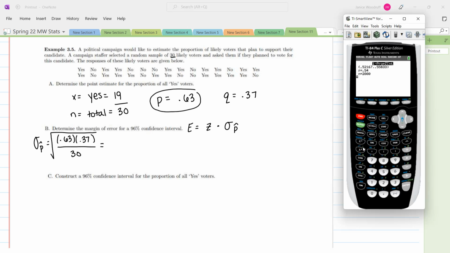So square root, oh, there we go. Okay, square root of (0.63 times 0.37, close parentheses, divided by 30). We're going to get 0.0881.